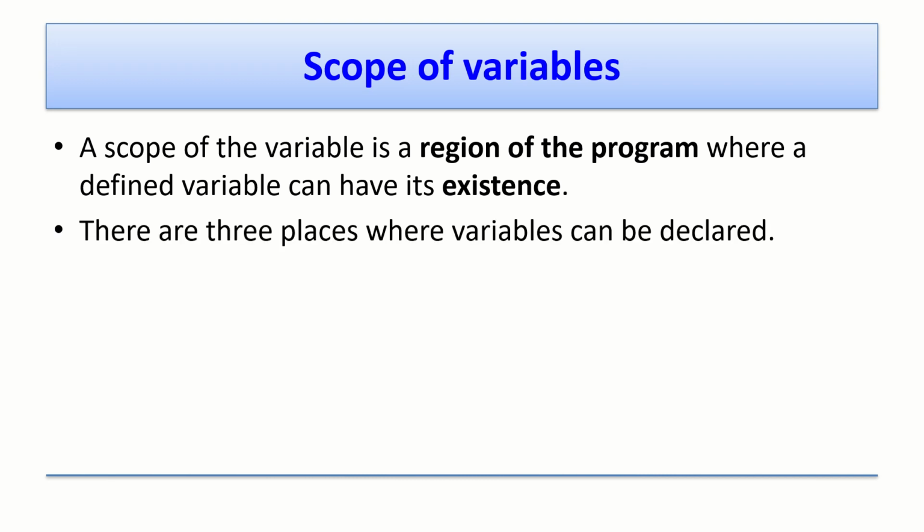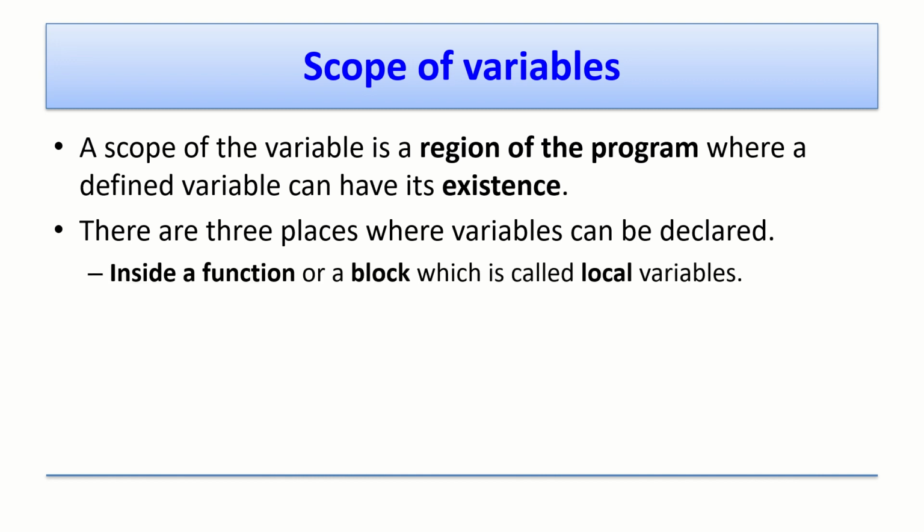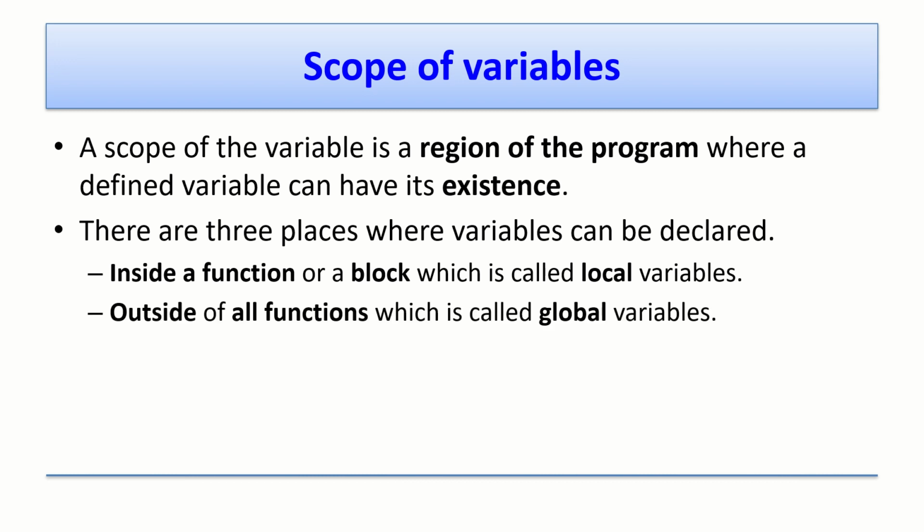And there are three places where variables can be declared. The first one is inside the function or a block, which gives local variables. So we can declare a variable inside a particular block or inside the function. The next one is outside of all the functions. We can declare variables from the outside of the defined functions. Those are called global variables.